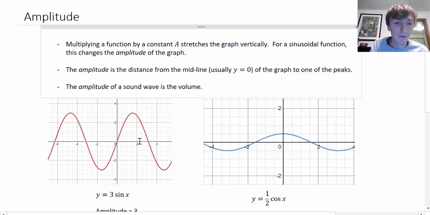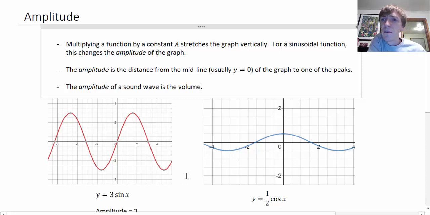Okay, so for example, for this function on the left, it would be the distance from y equals 0 up to y equals 3, which is where this peak is. So I would say that that amplitude is 3. Which also happens to be how much I've stretched the sine graph by. This is y equals 3 sine x, so that's not really much of a surprise.